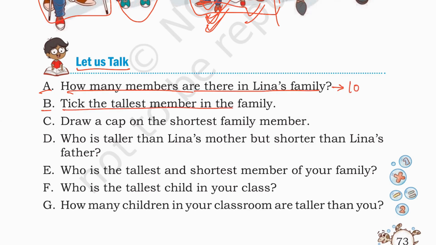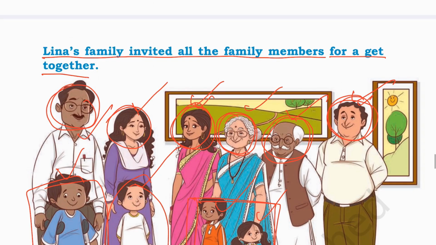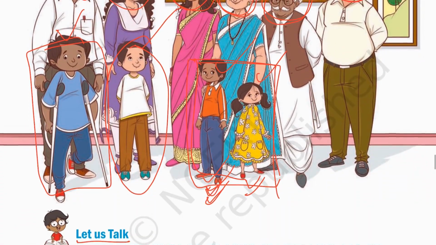B. Tick the tallest member in the family. You can see Lina's father is the tallest. You can tick on Lina's father.